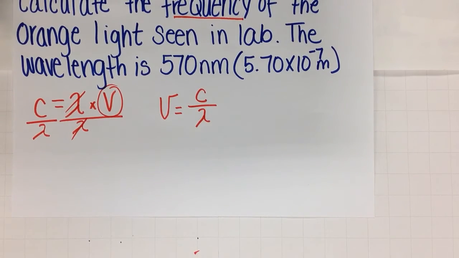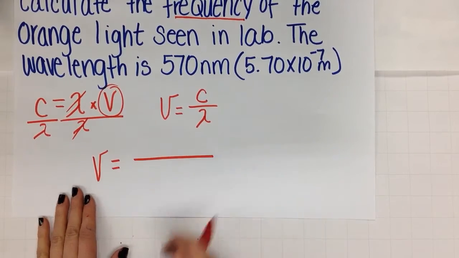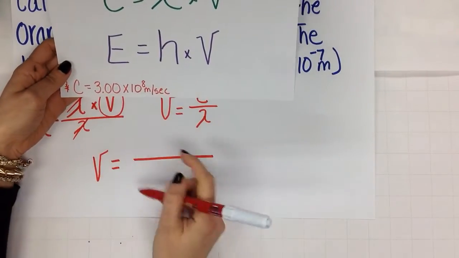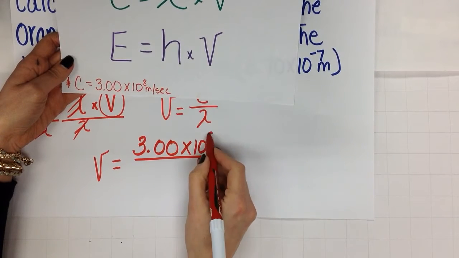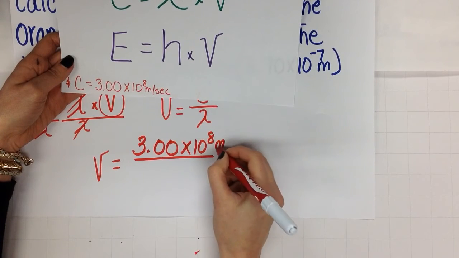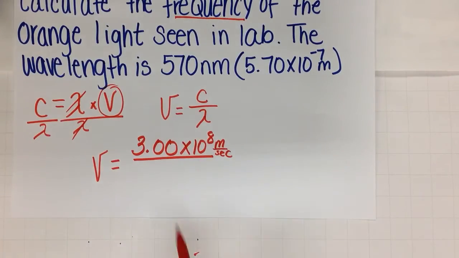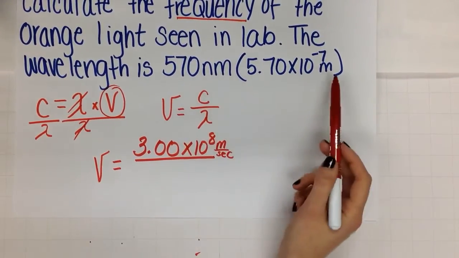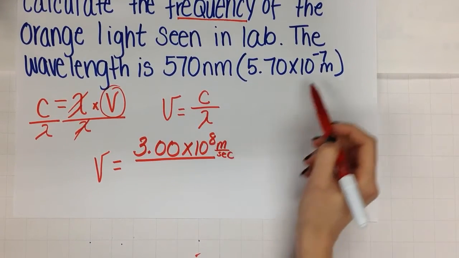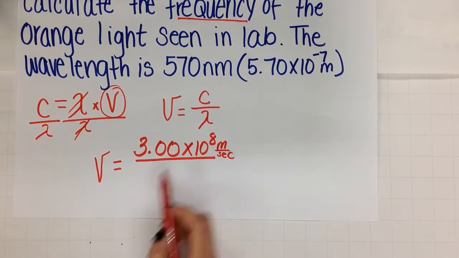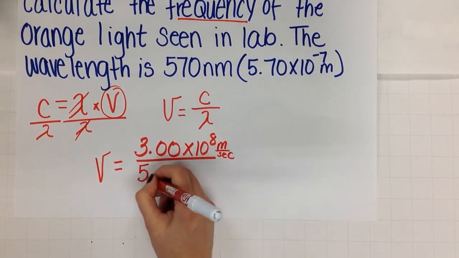So let's go ahead and do that. Plug it in. Frequency is equal to, here's my speed of light, 3.00 times 10 to the 8 meters per second. Don't forget your units. And wavelength. Now, should I use the nanometer or the meter? Hopefully you said the meter, because meter and meter will match up. So I look at whatever's given in the problem and try to match my units so they cancel out.